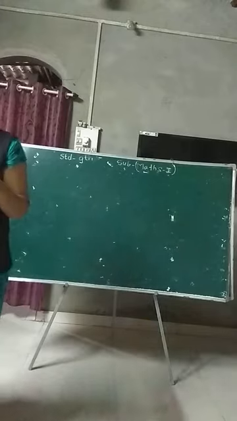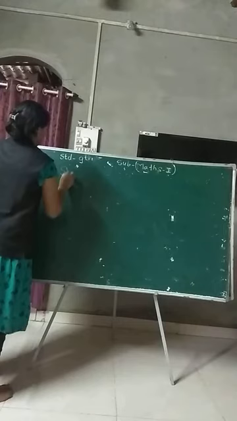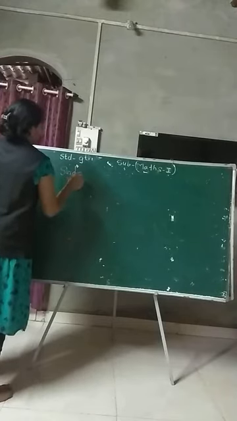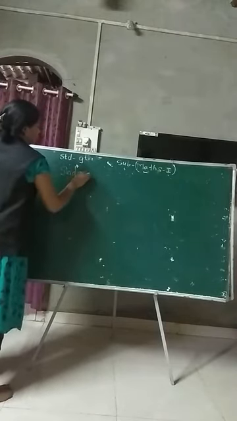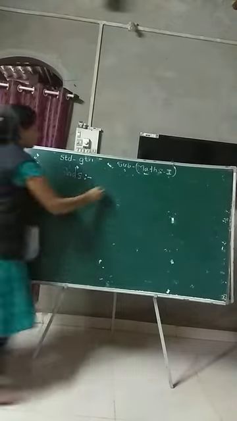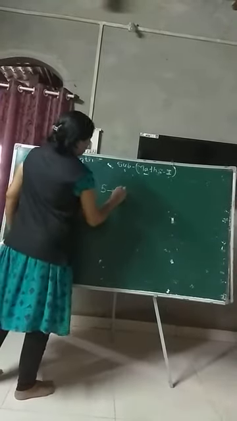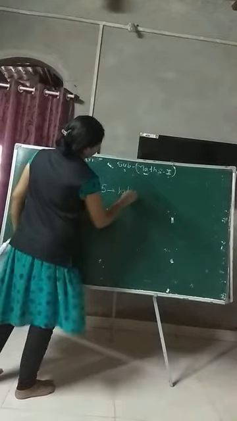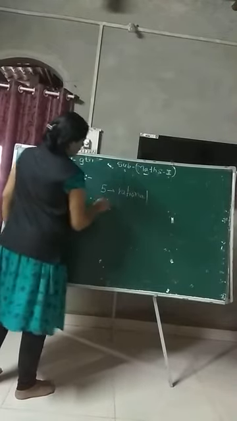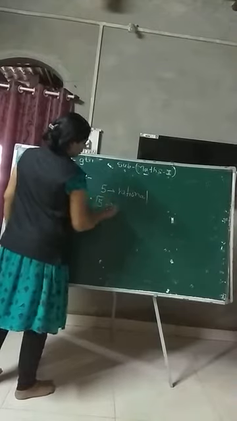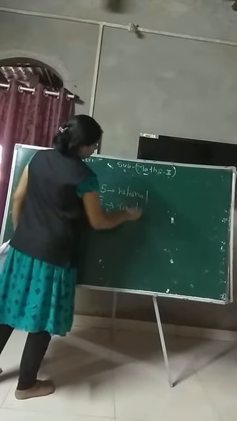Our next point is the third. We know that 5 is a rational number, but root 5 is an irrational number. 5 is rational and root 5 is irrational.